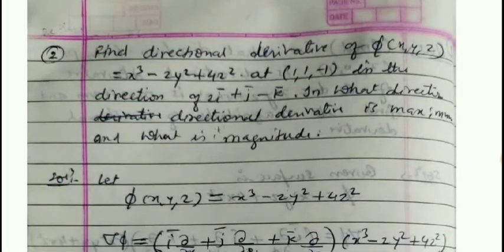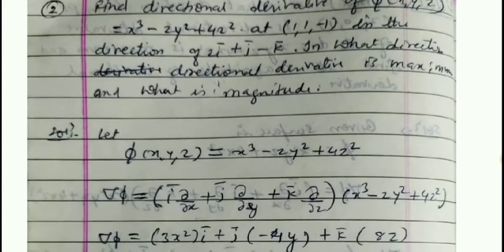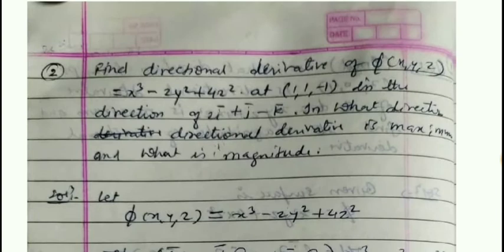So next question is: find the directional derivative of phi of x, y, z equals x cube minus 2y square plus 4z square at point (1, 1, -1) in the direction of 2i plus j minus k. In what direction is the directional derivative maximum, and what is its magnitude? So in this question, first we have to find the directional derivative.